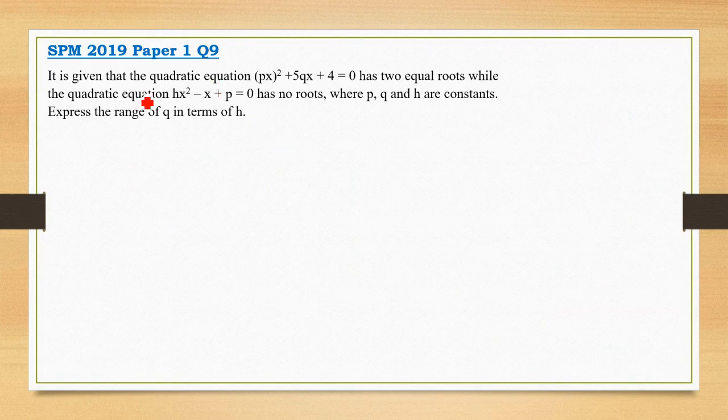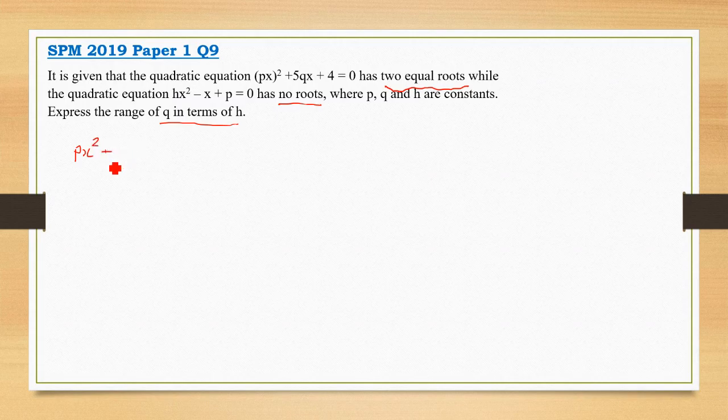So I'm going to underline the important word here, which is two equal roots. Okay, the first quadratic equation is given as two equal roots. Remember what it means. And the second is given as no roots. So they ask you to solve this and find out Q in terms of H. This is what we wanted. So always when you have a question, please, if possible, underline the important words here. So let's look at the first one.